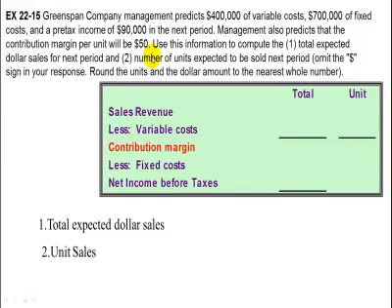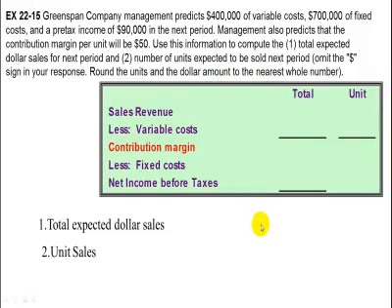Use this information to compute, 1, the total expected dollar sales for the next period, and 2, the number of units expected to be sold next period. Omit dollar signs in your response. Round the units and dollar amounts to the nearest whole numbers.